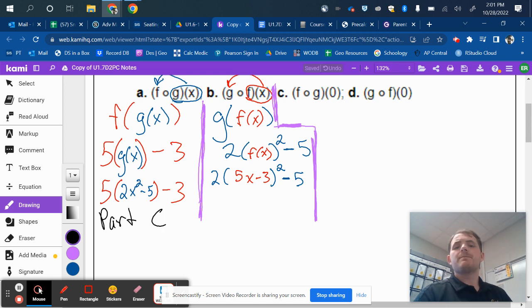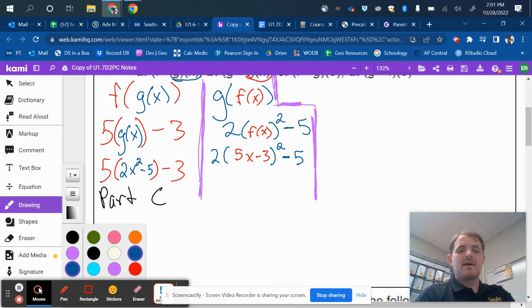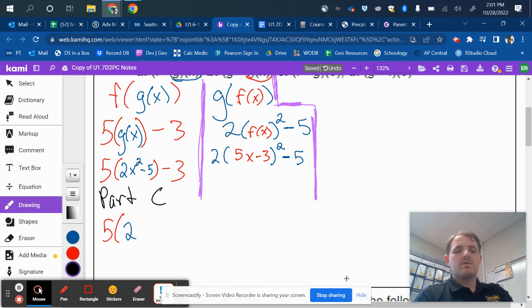What do we think? Great job. We plug in 0 for x. I'm literally going to copy and paste the entire thing. 5 parenthesis. I'm trying to be intentional with the colors, by the way. 2, and then it was 0 squared.